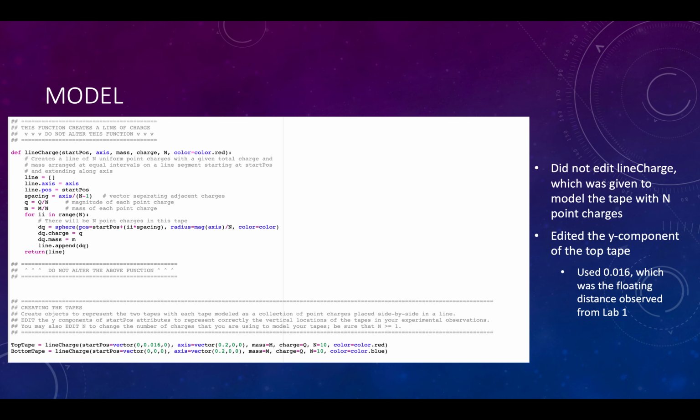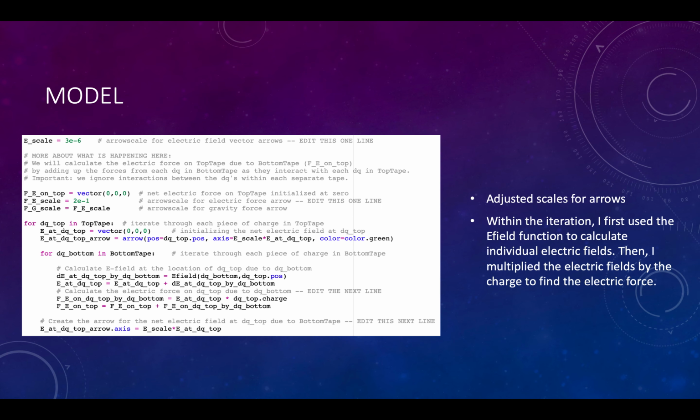So the first function in this picture, we didn't have to do anything about it because we were provided it, but it basically models the tape as the line charge. And then I edited the y vector component of the top charge to model the 1.6 centimeters of the floating distance. And then basically here I adjusted the scales for the arrow just depending on the model to see a visual aspect and see which one fit the best.